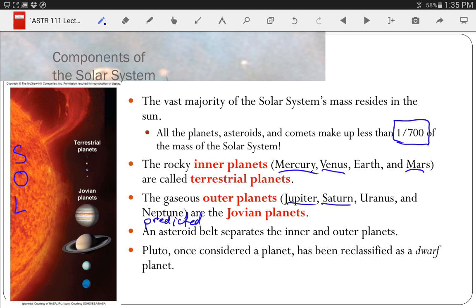Until they started studying it. And they realized, no, Pluto doesn't have anywhere close to the mass of what we predicted. And so Pluto was named a planet because it was predicted to be a planet. It turns out as science has advanced, there didn't have to be another planet out there.